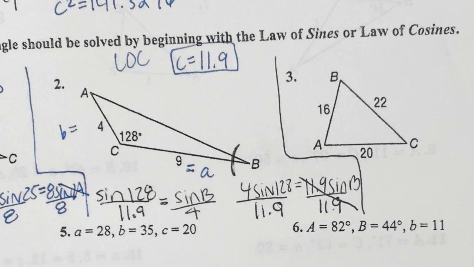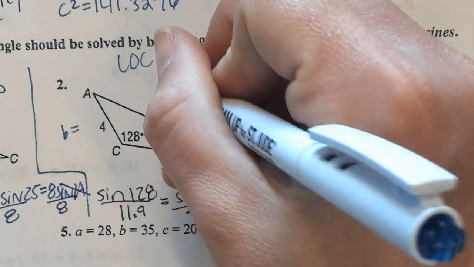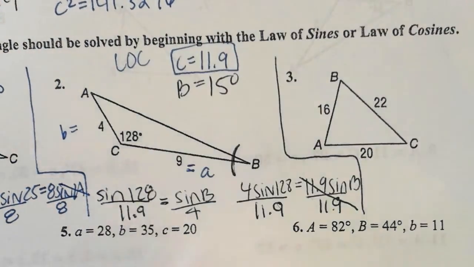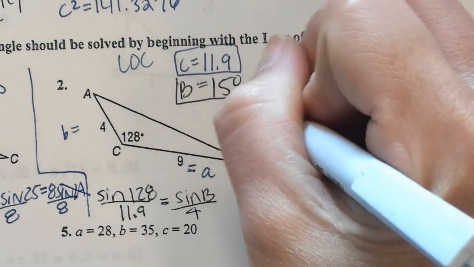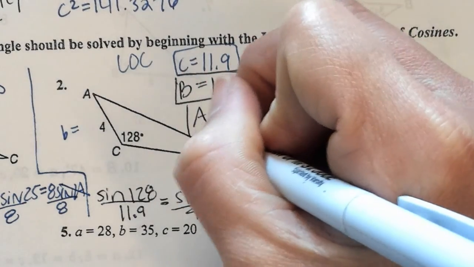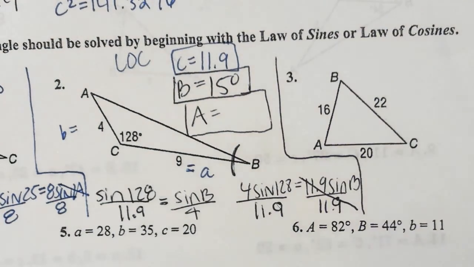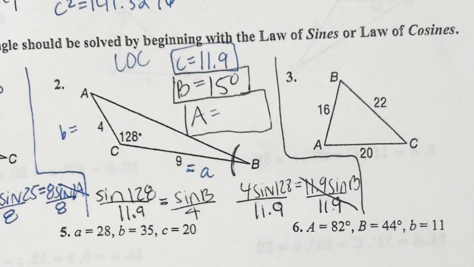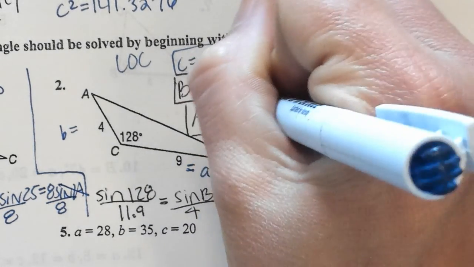Alright, what'd y'all get? 15 degrees. Very good. B is 15 degrees. Did anybody not get that? Okay, the only thing left to find is what? A, and we just do what for this one? Subtract. Good. 180 minus 128 minus 15. And that'll give us what? 37 degrees.